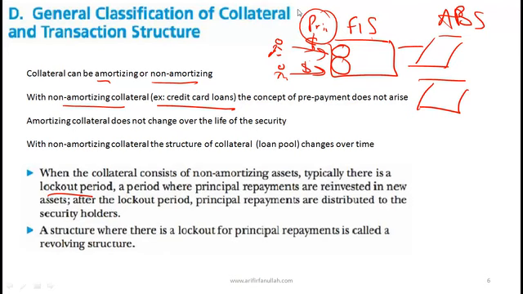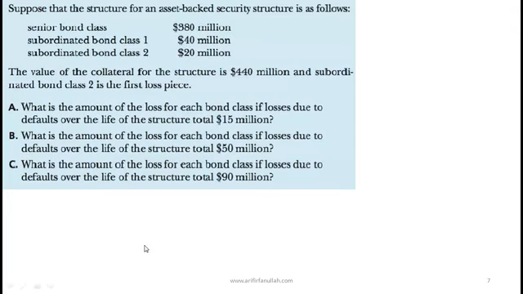So we don't just take all the principal payments that come in and flow those through to the holders of the credit card-based asset-backed securities. We simply use that money during a lockout period to issue more loans. A structure where there is a lockout for principal repayment is called a revolving structure. So just remember that terminology.